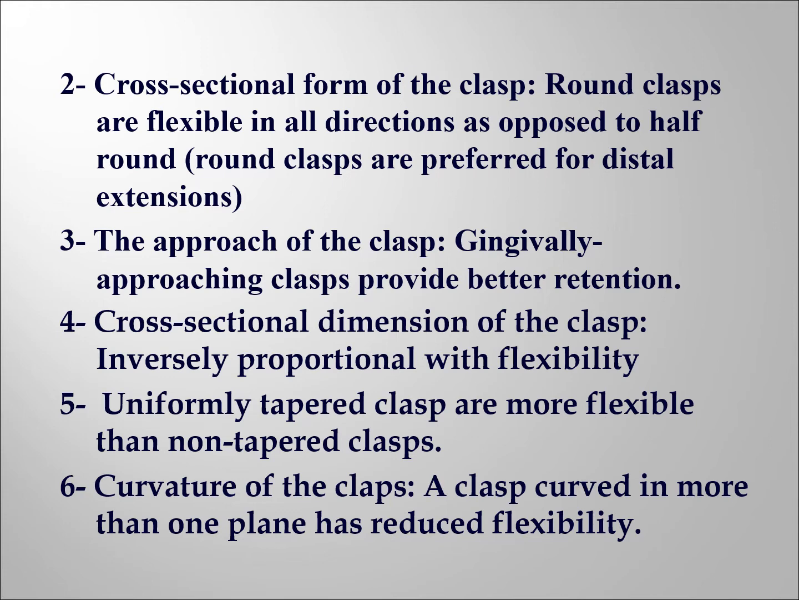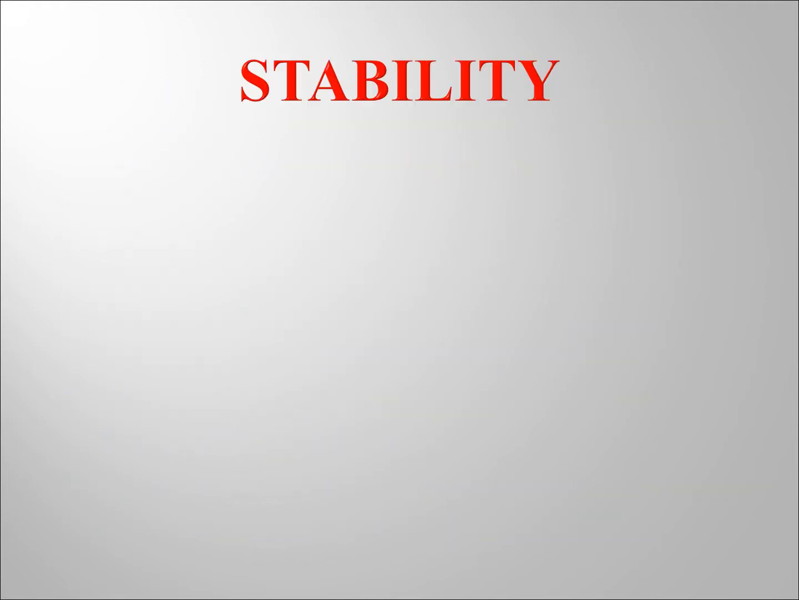Generally, if all factors are the same, gingivally approaching clasps provide better retention than occlusally approaching clasps. Cross-sectional dimension of the clasp, of course the thicker the clasp, the more retention it provides because it is less flexible. Taper of the clasp, uniformly tapered clasps are more flexible and provide less retention than non-tapered clasps. Curvature of the clasps, a clasp that is curved in more than one plane has reduced flexibility and it provides more retention. Now, this is regarding the retention provided by the clasps.